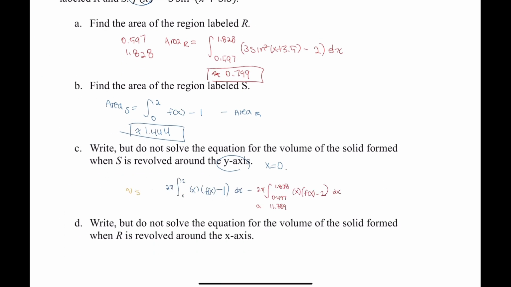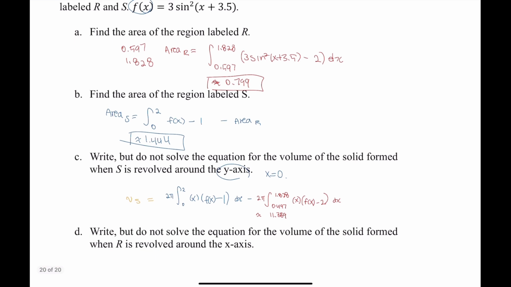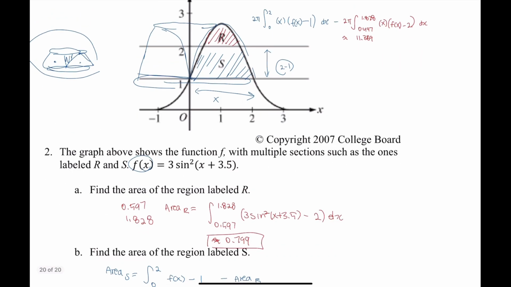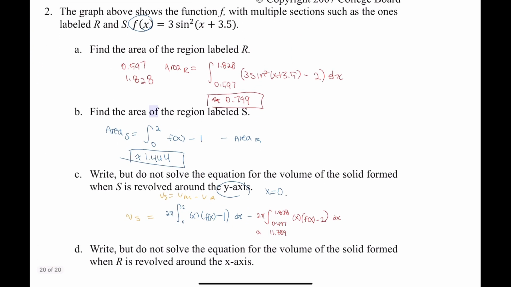Of S. Okay, and when you're actually doing exams, I think they expect you to write what these represent. So you have to write V of S equals V of R_s minus V of R. That's basically it, I think.